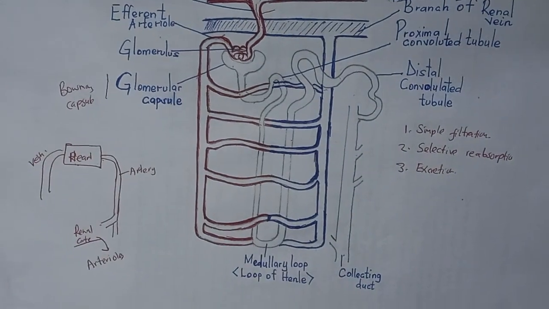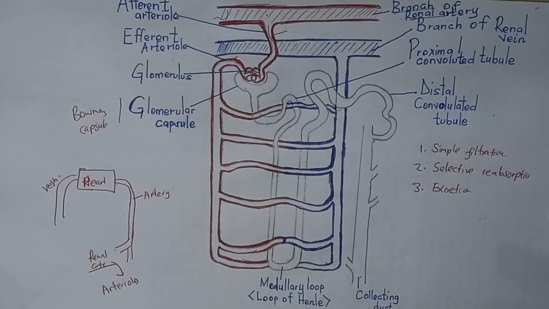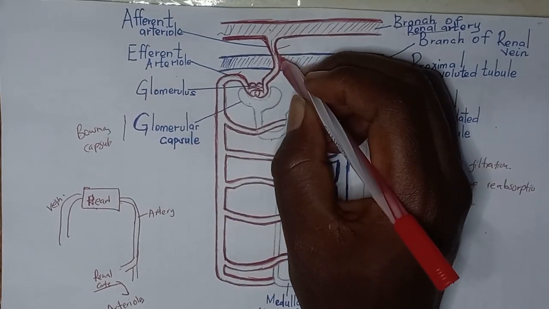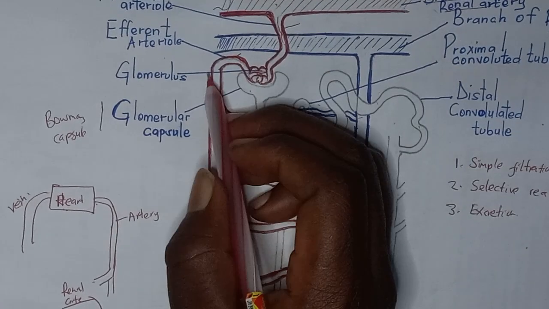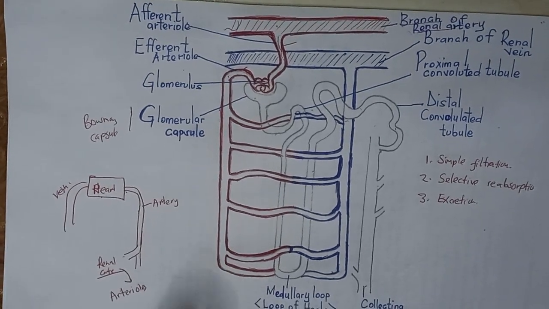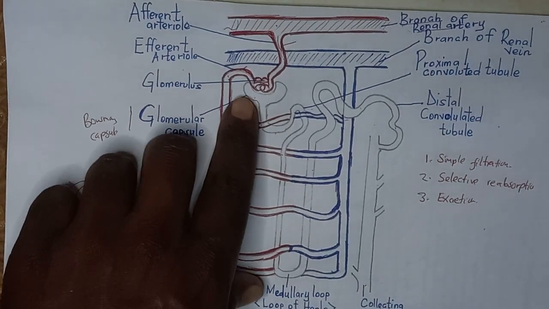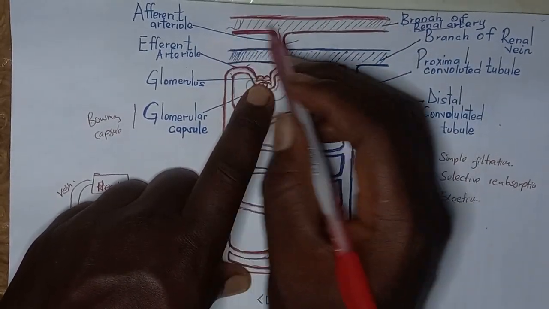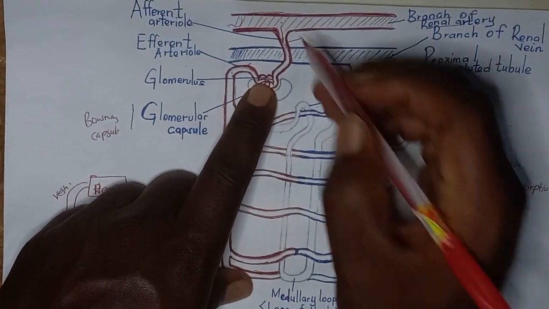As you can see, let us start from the first one. The blood from the renal artery gets into the nephron through the afferent arteriole. Then from the afferent arteriole, there are capillaries here, and there's an efferent arteriole. The afferent arteriole has a larger diameter than the efferent arteriole. As the blood gets inside from the renal artery, there is a lot of pressure because it is being pumped from the heart.